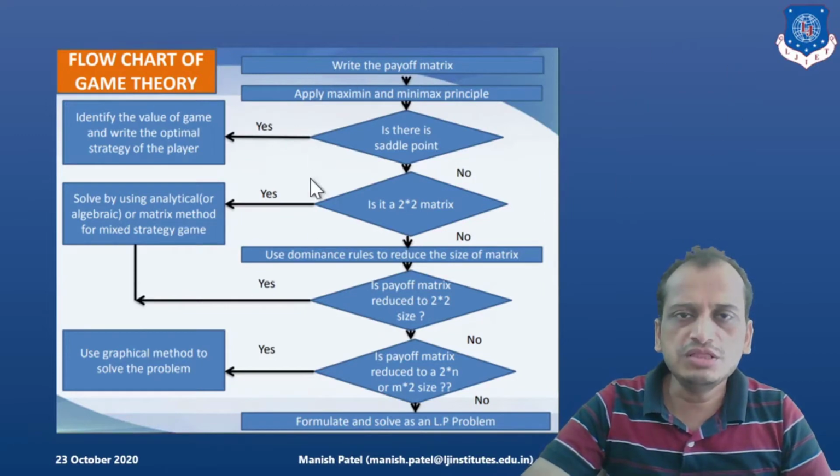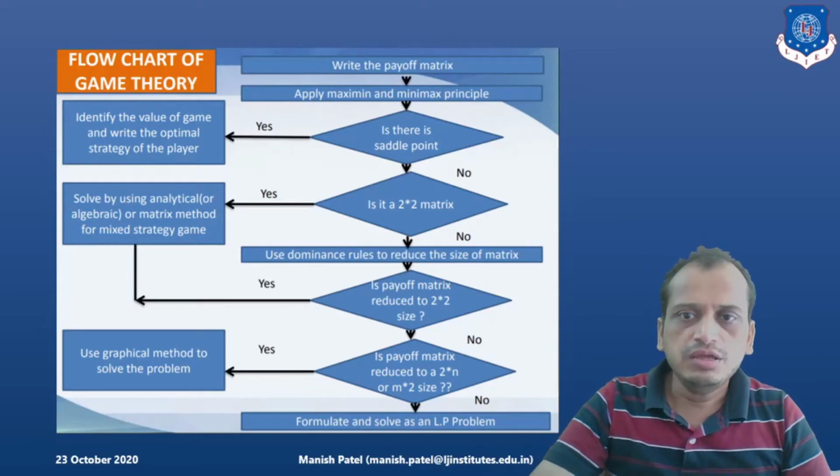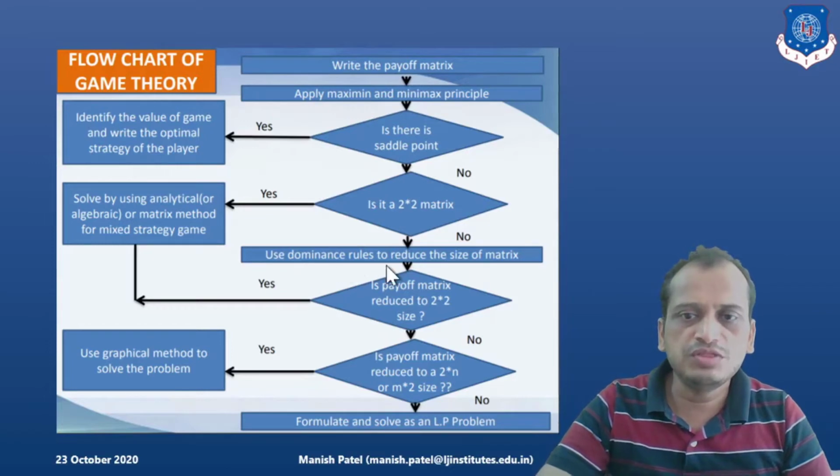Also, if you see in the flowchart here, initially we try to check the saddle point in the payoff matrix. If the matrix is not 2 cross 2, we try to reduce it with the help of dominance principle, and then we can solve it with the help of these analytical or algebraic methods, which we will discuss in the forthcoming lecture.